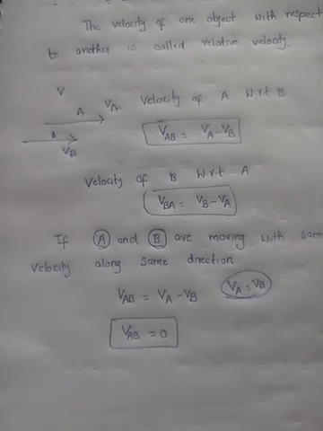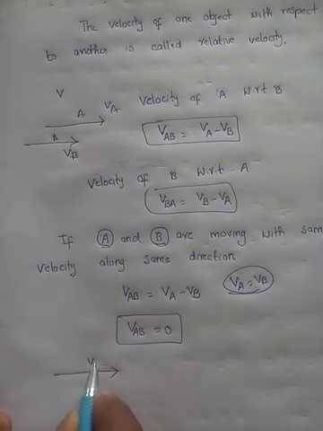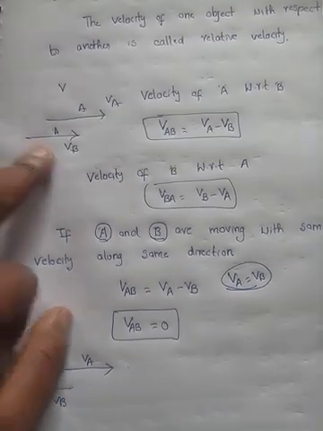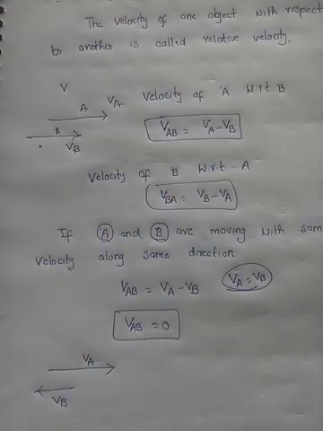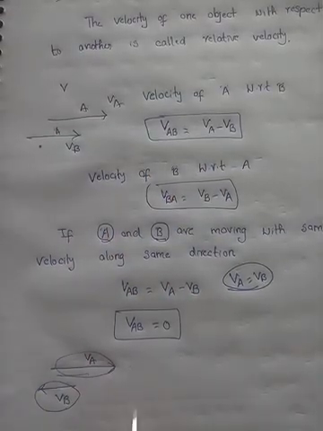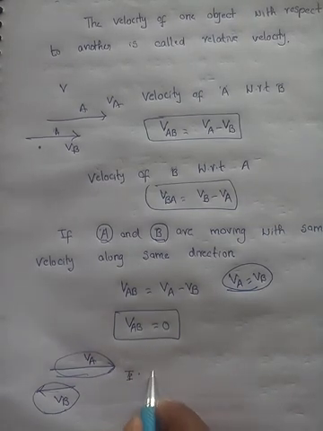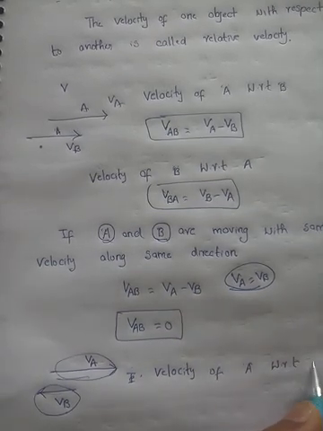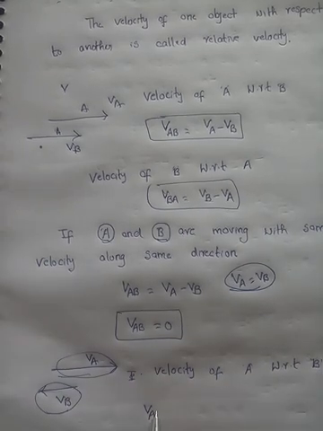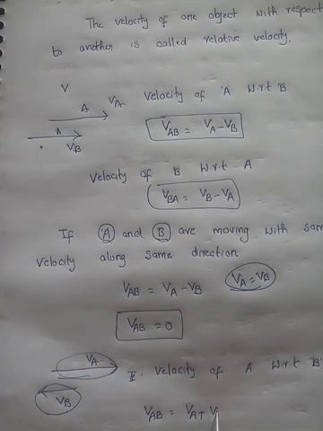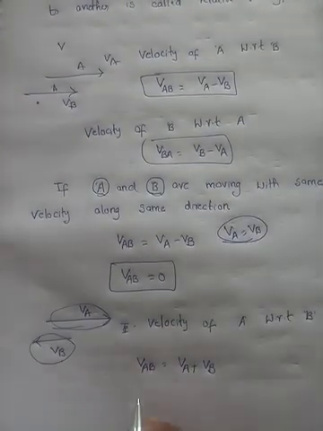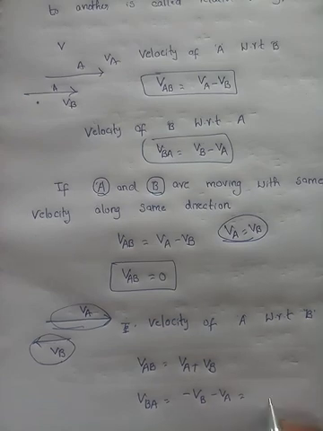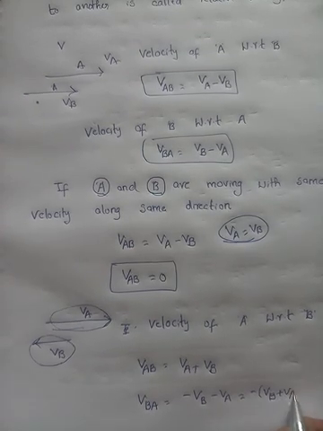Next, for example, if A is moving in this direction, this is VA, and B is moving in the opposite direction. If two bodies are moving along the same direction, the formula is VAB is equal to VA minus VB. Here, you consider one direction as positive and the other as negative. So the velocity of A with respect to B, VAB, is equal to VA plus VB. For VBA, we can write minus VB minus VA, so you get minus of VB plus VA.